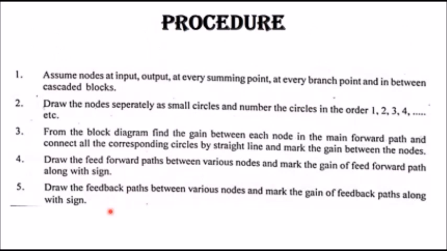So what is the procedure? The procedure is simple: assume nodes at the input, the output, at every summing point, at every branch point, and in between cascade blocks. Then draw the nodes separately and number the nodes 1, 2, 3, 4. Then from the block diagram, if the block diagram is given, find the gains and draw the graph. Or if the graph is already given, then use it as is. Then draw the feedback paths, then find out the loops. So these are the basic procedures to solve the problem. Let's directly go to the problem to solve.